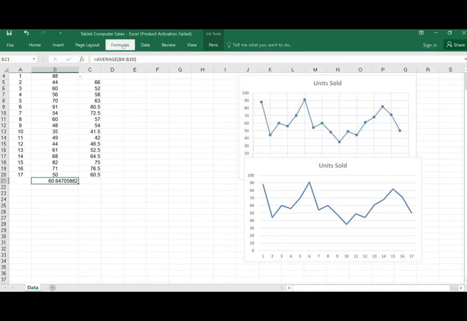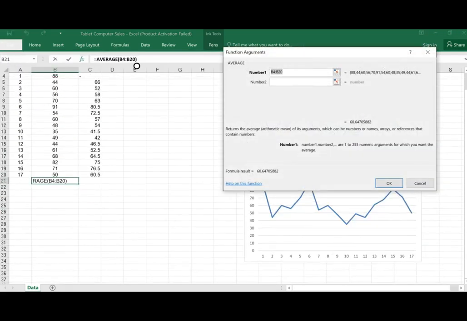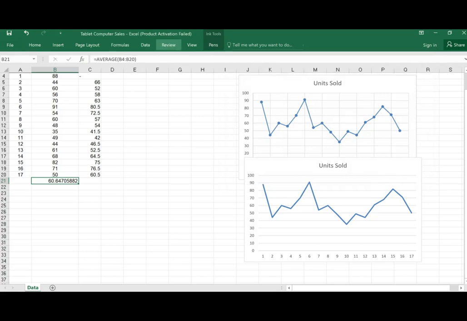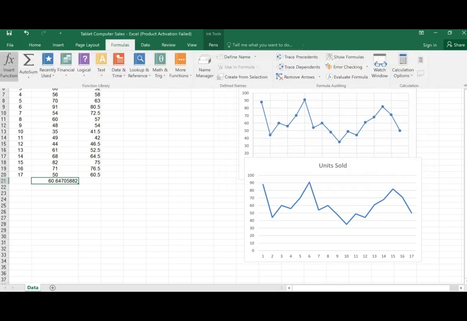And then we could also, under the formula tab, I think this is an easy option, not average. I don't want average. Formula.